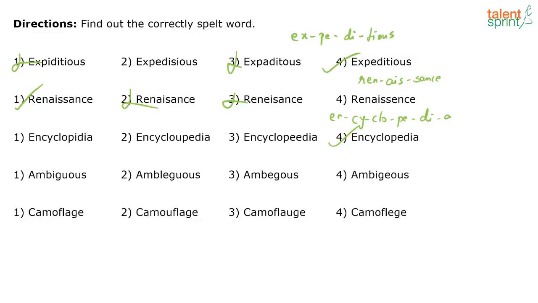We know this word. Ambiguous means something that is not clear. And if I have to break this up into syllables, let's break it up. Ambiguous. The only option that gives me the correct spelling is option 1. Okay, the last one is camouflage.